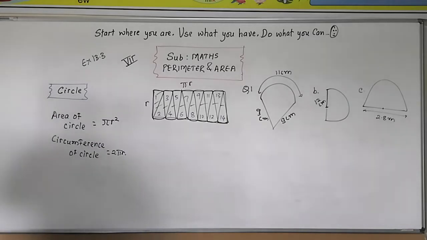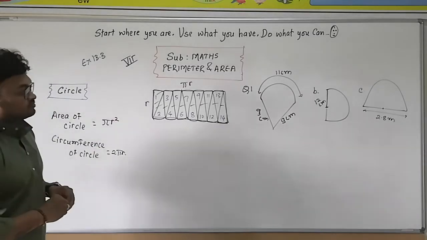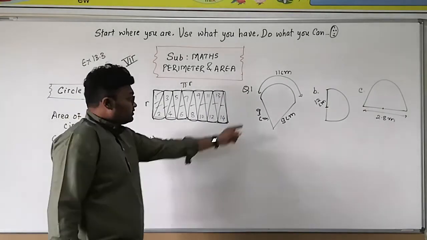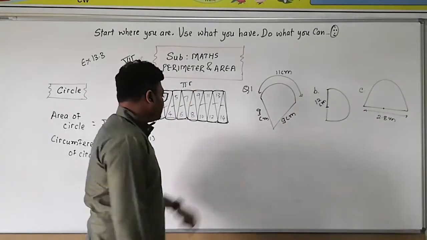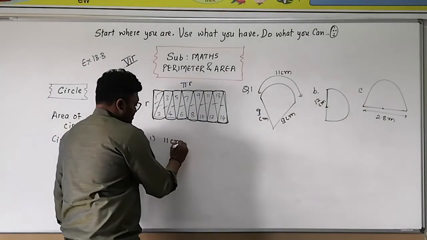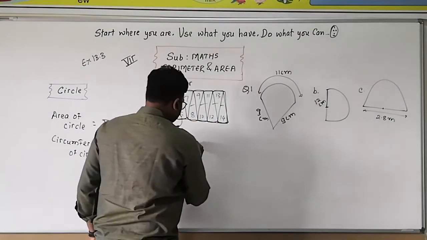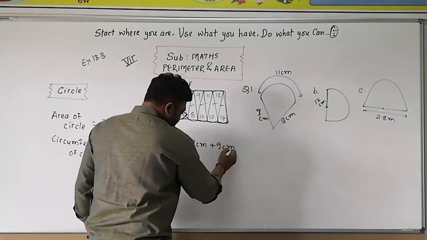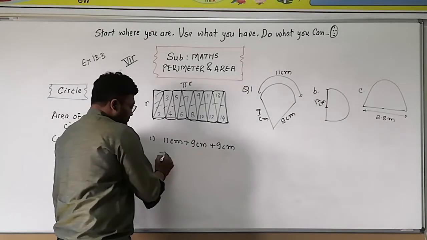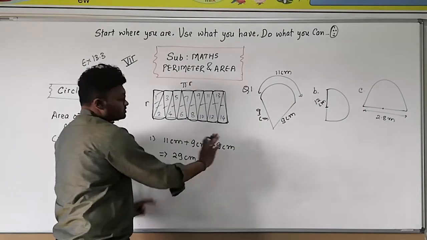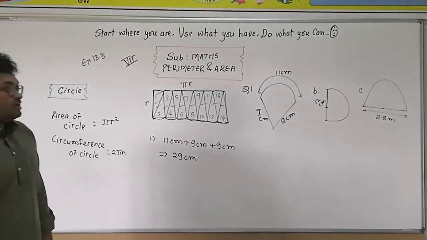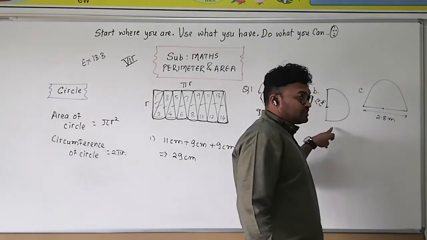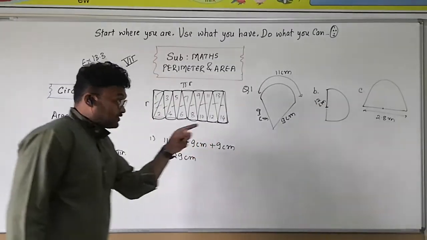When you see the first question, they have directly given you this much length, 11 centimeter, plus this length 9 centimeter, and this length 9 centimeter. So 11 plus 9, 20 plus 9, it is 29 centimeter. That's it, this one was the only answer. Now for these two, calculate the perimeter of this object.